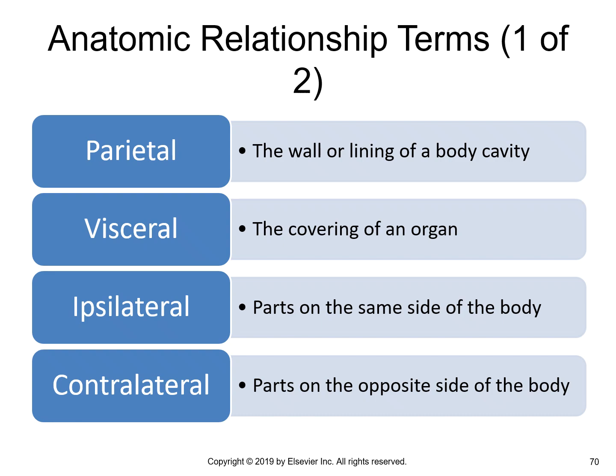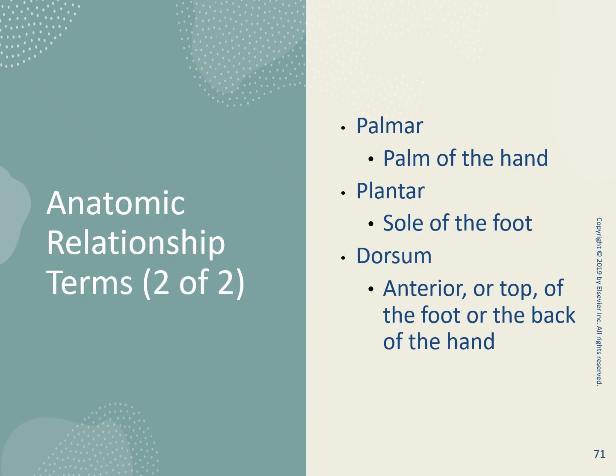Ipsilateral means on the same side of the body. Contralateral means on the opposite side of the body. A notable contralateral injury is a concussion. Typically, you will have brain bruising or swelling on the side of impact, but you also have a ricochet of the brain inside the skull, and the contralateral side will also experience tissue damage. Yeah, concussions are nasty.